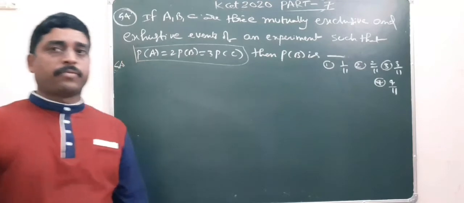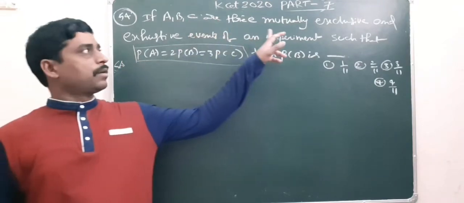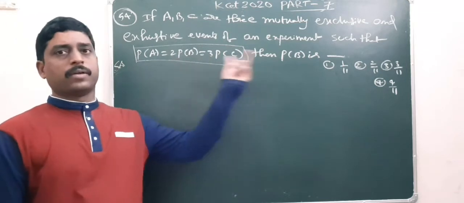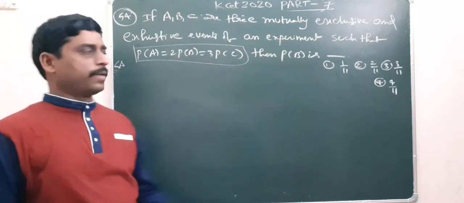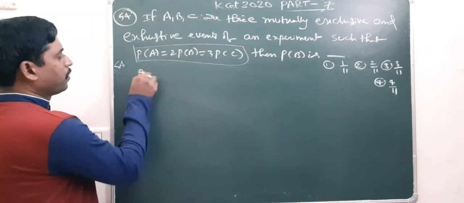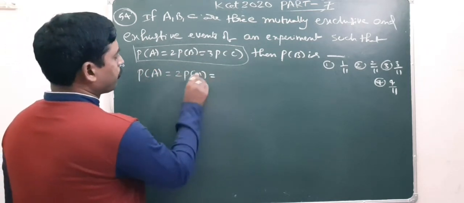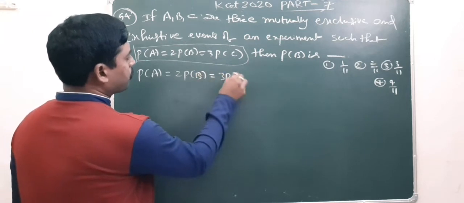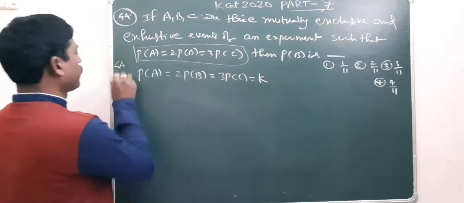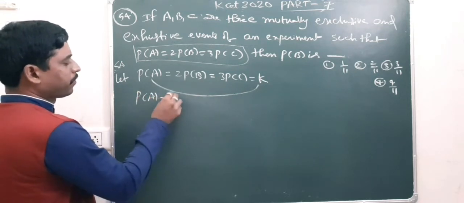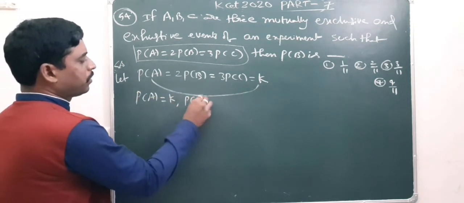Let's take question number 54. A, B, C 3 are mutually exclusive and exhaustive events, and one condition is given. We have to find P of B. So what is the condition? P of A equal to 2 times P of B, 3 times P of C. Let us take K. Therefore, P of A equal to K, P of B equal to K by 2.